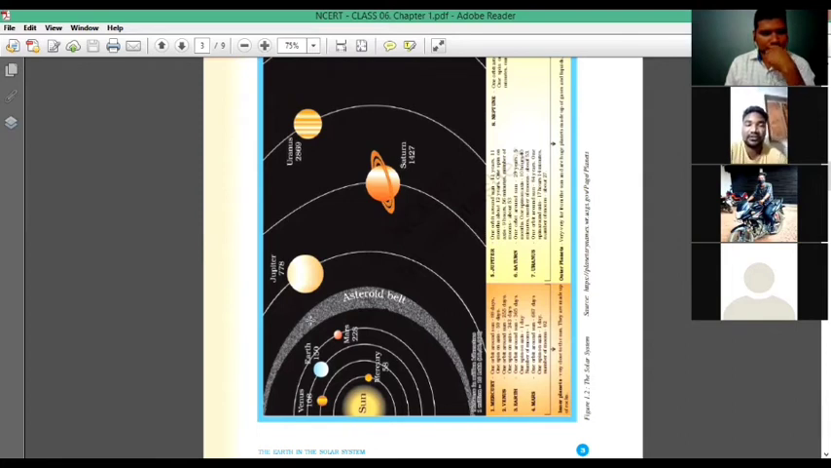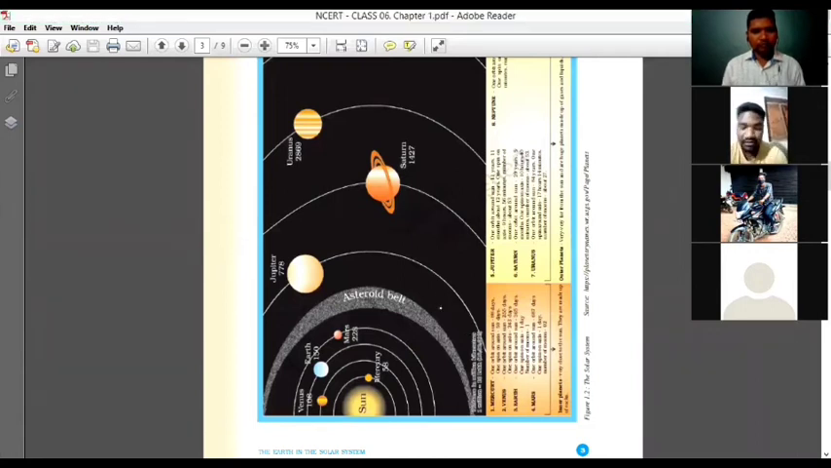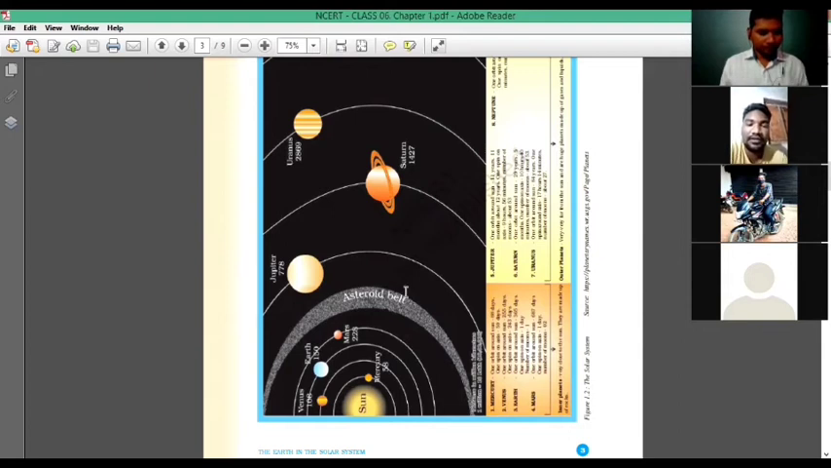And the dwarf planet is Pluto, which was earlier included in the solar system, but is now not included. It is out of the orbit of the planets and is now known as the dwarf planet. What is the dwarf planet? The answer will be Pluto. All right. So you can simply go through this text and note it down.